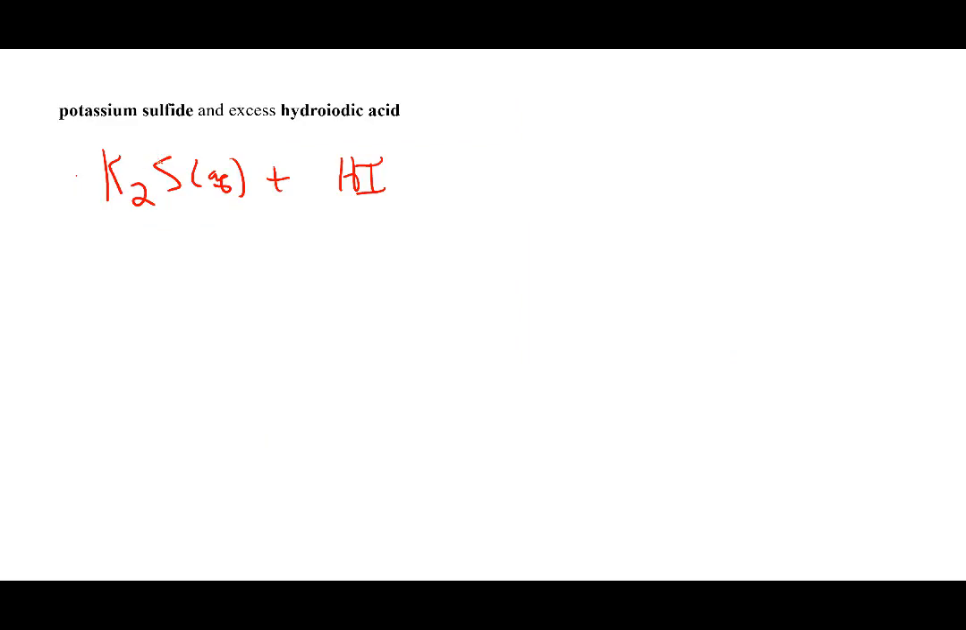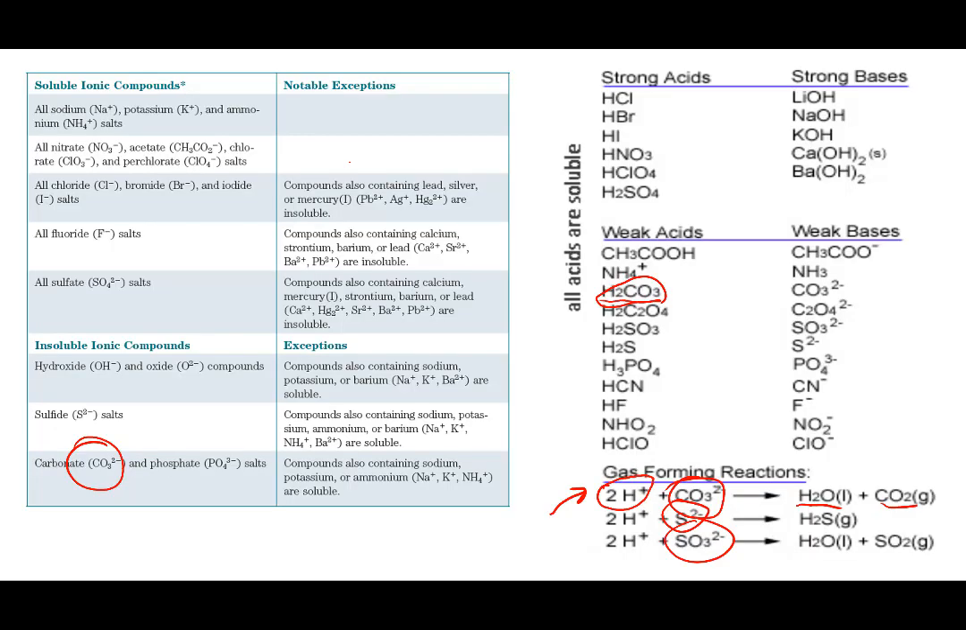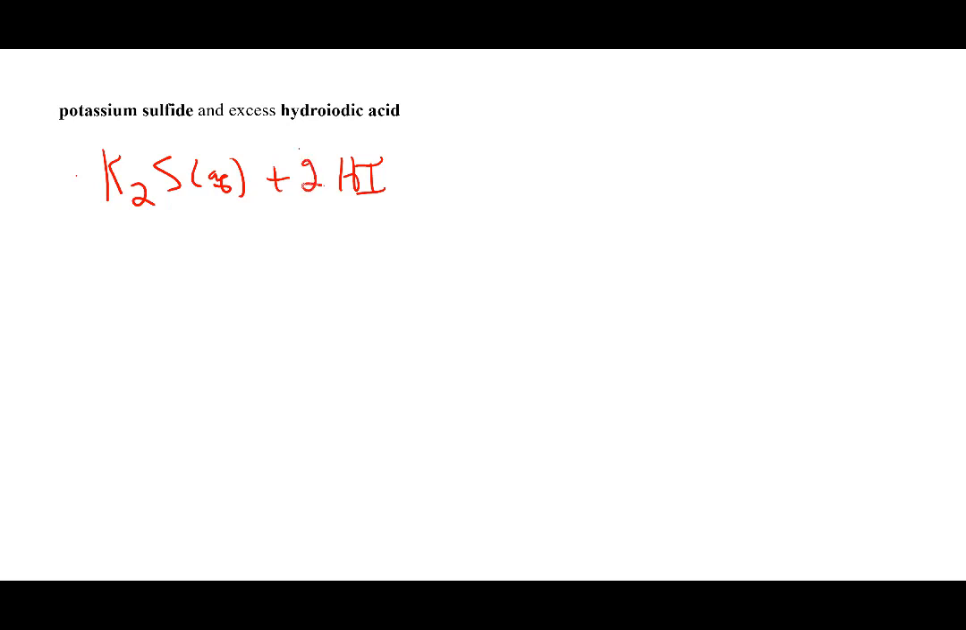So because we've got an S2 minus, and we're going to make H2S, we're going to need 2 hydrogens. So we're going to need 2 HIs. Those are aqueous. That's going to make H2S, as we just mentioned, and that is going to be in the gas phase instead of aqueous, and it's going to make 2 KIs, which will be aqueous.